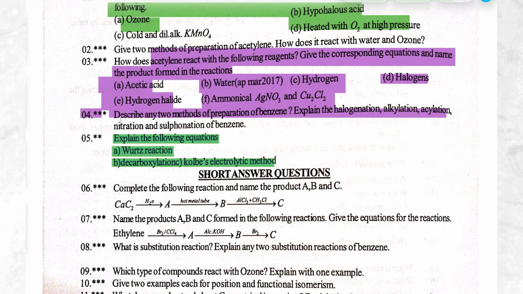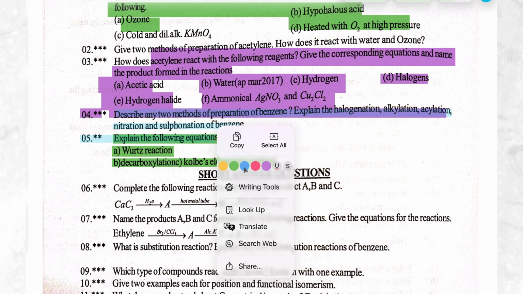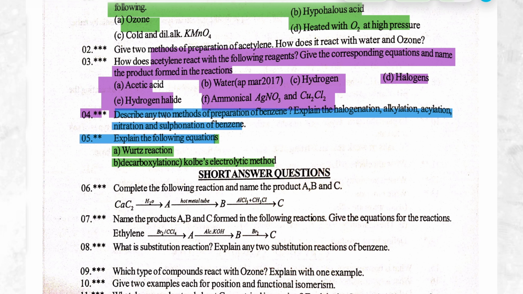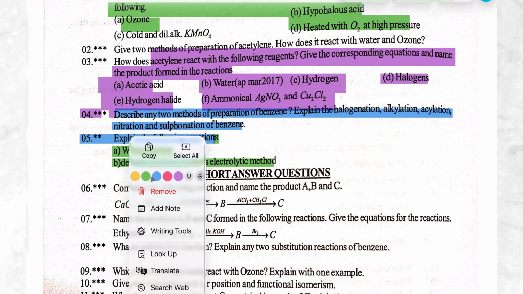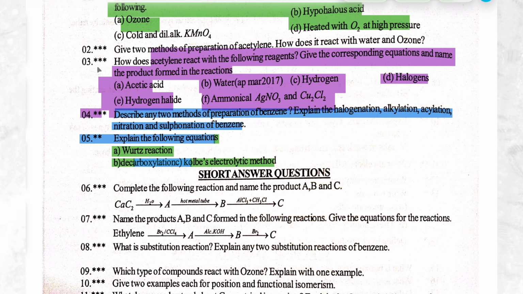What is this? See, this is the fourth important one. This is benzene. See, write any two methods of preparation of benzene. Explain the halogenation, alkylation, acylation, nitration, and sulfonation of benzene. Okay, these two questions are important. So forget about the last one. Instead of this fifth question, you can learn simply any three chemical properties and three preparations of ethylene. That's it. Okay, that is from the organic LAQ questions.